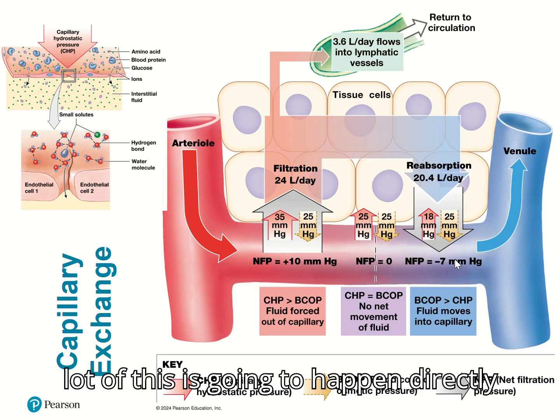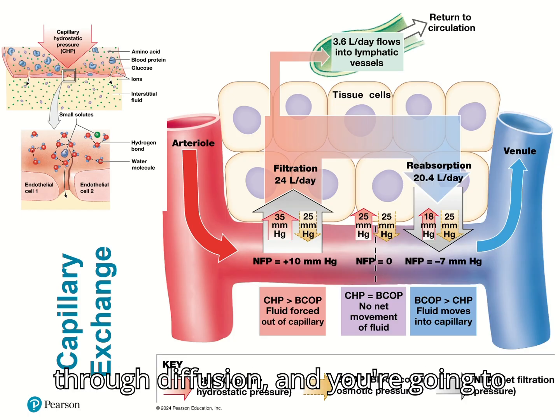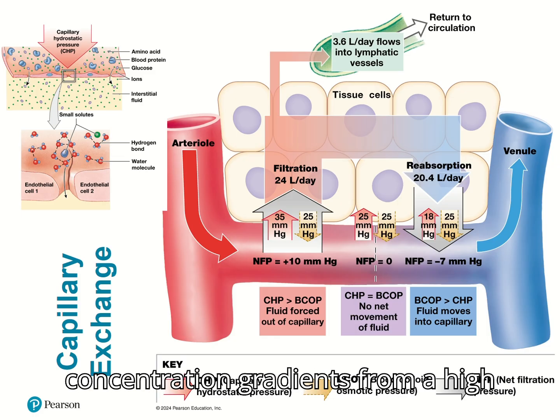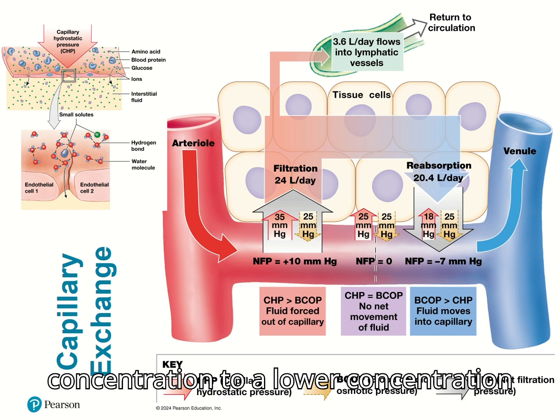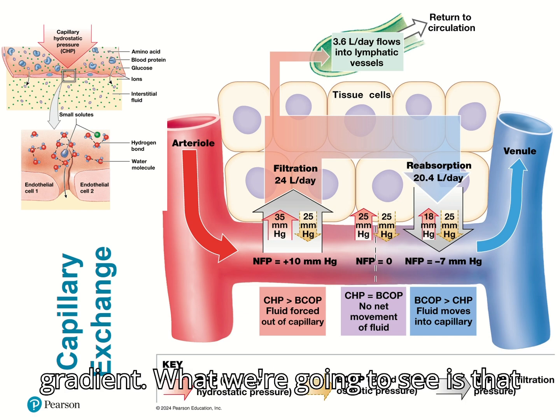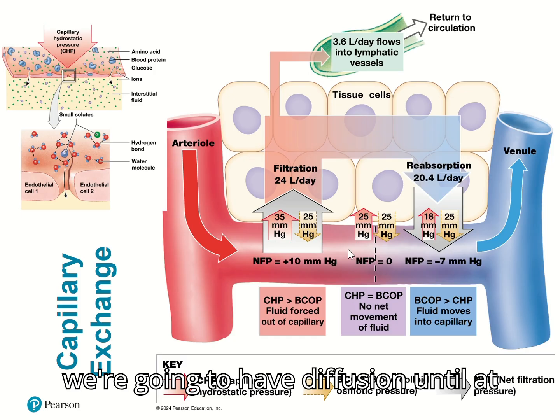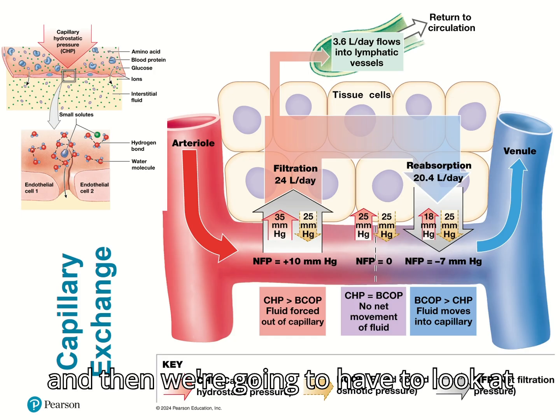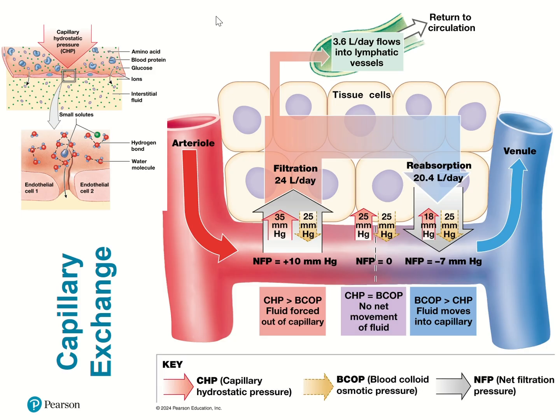A lot of this is going to happen directly through diffusion, with movement going along concentration gradients, from a high concentration to a lower concentration. What we're going to see is that we're going to have diffusion until at some point that gradient is eliminated, and then we're going to have to look at how the blood flow is going to occur.